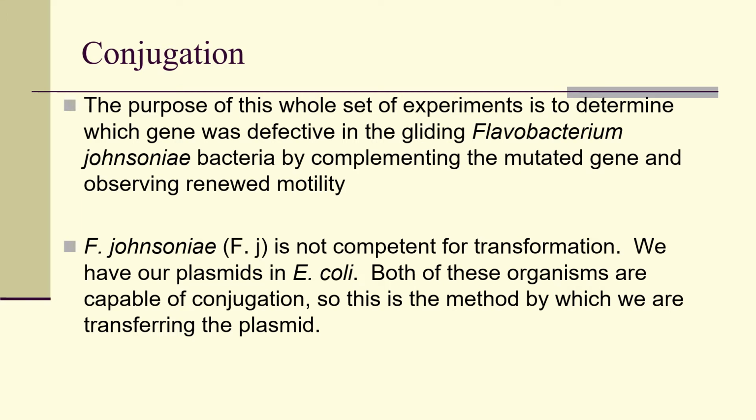The Flavobacterium johnsoniae are not competent for transformation. That's why we transfer the plasmids with the genes to E. coli so that we can use E. coli as a donor for conjugation.